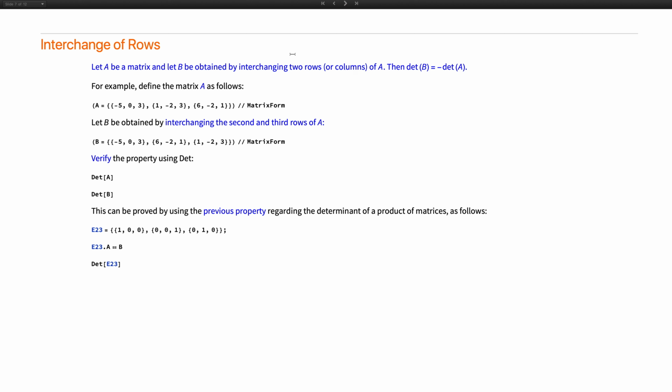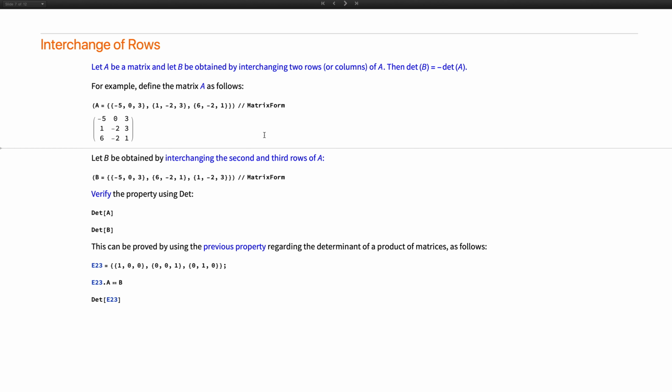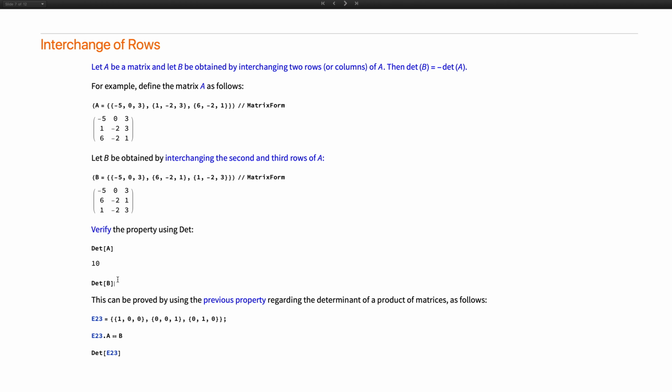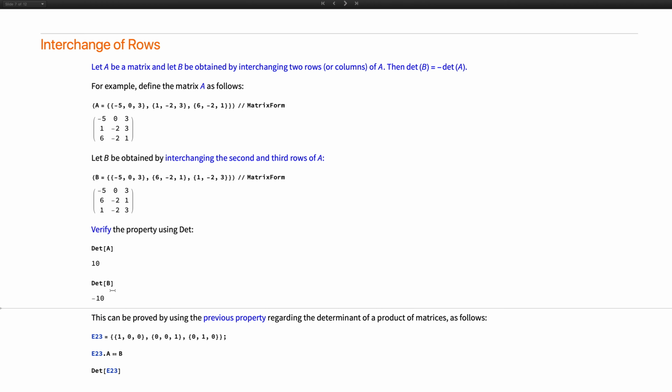Okay, next, suppose you interchange two rows or two columns of a matrix. Then it turns out the determinant will actually become the negative. So for example, here you have a matrix A. You interchange the second and third rows of A to obtain B. And you can see it over here, we have simply flipped rows 2 and 3, work out determinants, and you find that determinant of B is actually the negative of determinant of A.